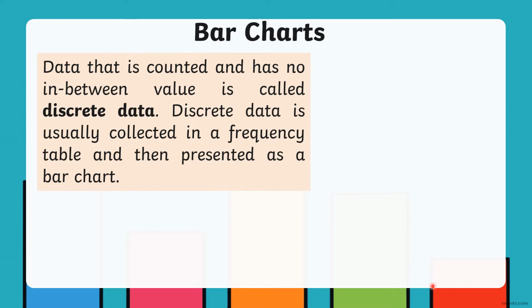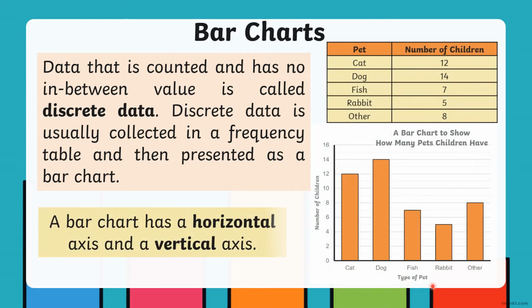Data that is counted and has no in-between value is called discrete data, which we learned in our previous lesson. So discrete data is usually collected in a frequency table and then presented as a bar chart. And another information about discrete data, it can be counted. So a bar chart has a horizontal axis and a vertical axis. So as you can see here, the type of pet is the horizontal axis and the number of children is the vertical axis.